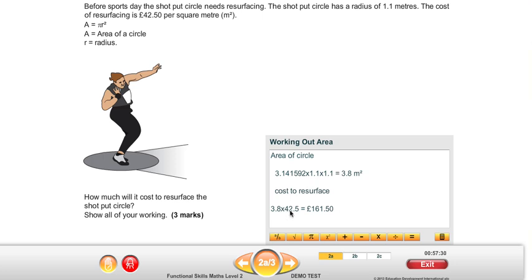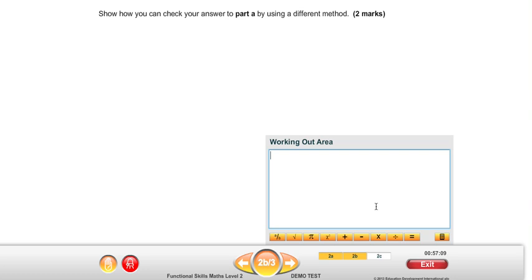So if we're starting with £161.50, we have to look at what we did to get there. We did a times to give us our answer, which means we need to do the opposite of times to get back to where we started. Because we multiplied by £42.50, if we divide our answer by £42.50, it should get us back to where we started, which was 3.8. So that's what I'm going to do for the first part of this check.